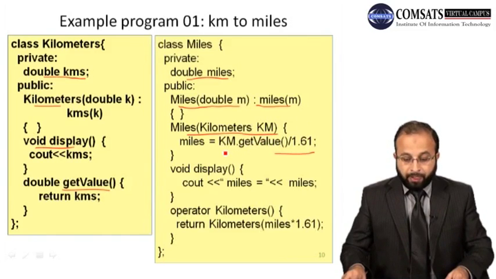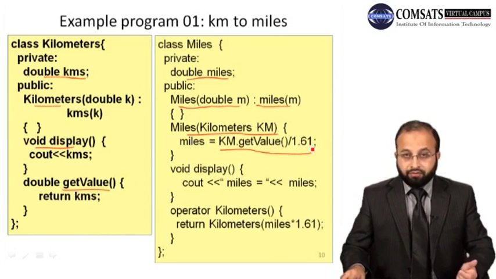So now what will happen is that get value will return you a double, and then you divide that double value by 1.61 and then you get the value in miles and you assign that value to the miles private data member. Okay, of which object? Of the invoking object. When will this be invoked? We will see in the example when it is invoked. Then we have a display function and then we have an operator kilometer function.